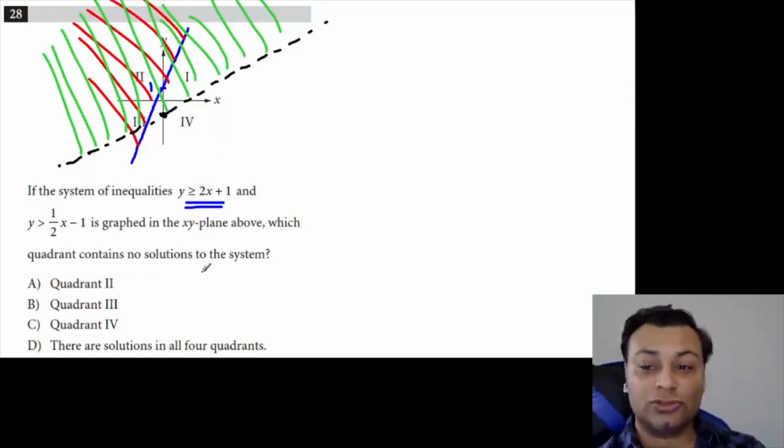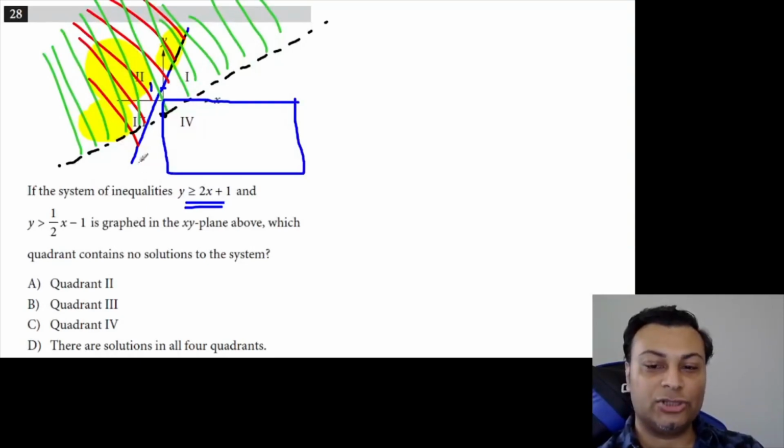Contains no solutions to the system. So what is a solution? A solution is a place where I shaded double. I shaded both green and red. And the green and red double shading, you see, it does visit quadrant 1 right there. It visits quadrant 2. It visits quadrant 3. But within quadrant 4 itself, there is no double shading happening. So quadrant 4 is the only quadrant that will not contain the double shading. So the answer is C, because we're looking for a place with no solutions, and the answer is C, quadrant 4.